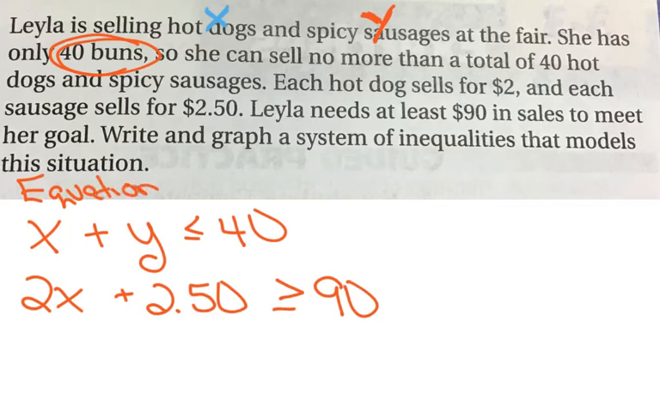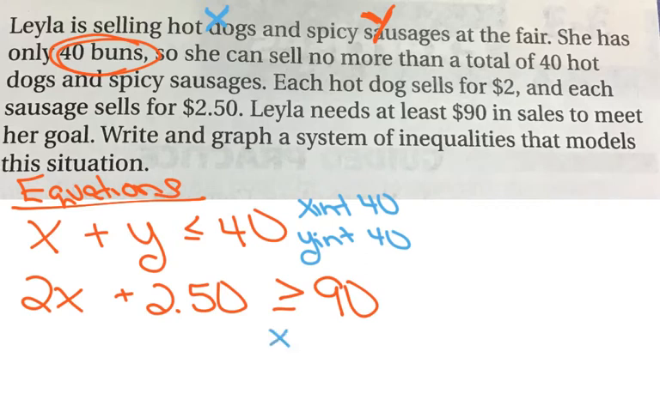Now, these two equations we are going to get onto a graph. So let's talk about what we probably need to think about. So on this first one, my x-intercept would be 40. My y-intercept would also be 40. So thinking back to what we did in chapter 2 with that. We need to also do that for our second equation. So my x-intercept on the second equation, 2x equals 90, would give me an x-intercept of 45.